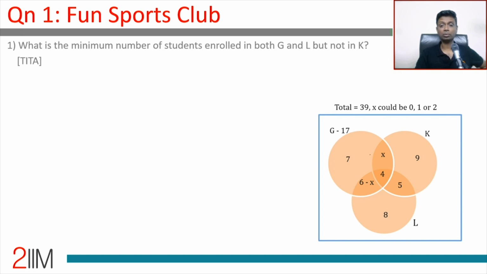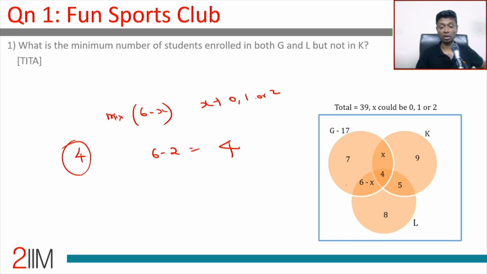What is the minimum number of students enrolled in both G and L but not in K? In G and L but not in K, we want the minimum of 6 minus X. X can take values only 0, 1, or 2. If X were 2, this would be small. So 6 minus 2 is 4. The minimum value of 6 minus X is 4. That's what we're looking for. And once you've got the entire set theory diagram built in, then this question becomes far simpler.